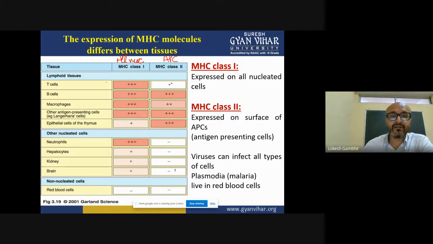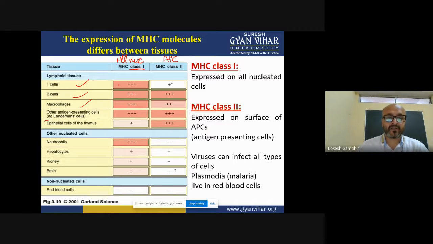Among all the nucleated cells of our body, what are the types of cells that give very high expression of MHC class 1 and what are the cells that have low expression? All the immune cells which have a nucleus will give you relatively higher expression of MHC class 1 molecule. Let's talk about class 1. T cells have very high expression, B cells have very high expression, macrophages have high expression. Other APCs like Langerhans cells and Peyer's patches all have very high expression of MHC class 1.